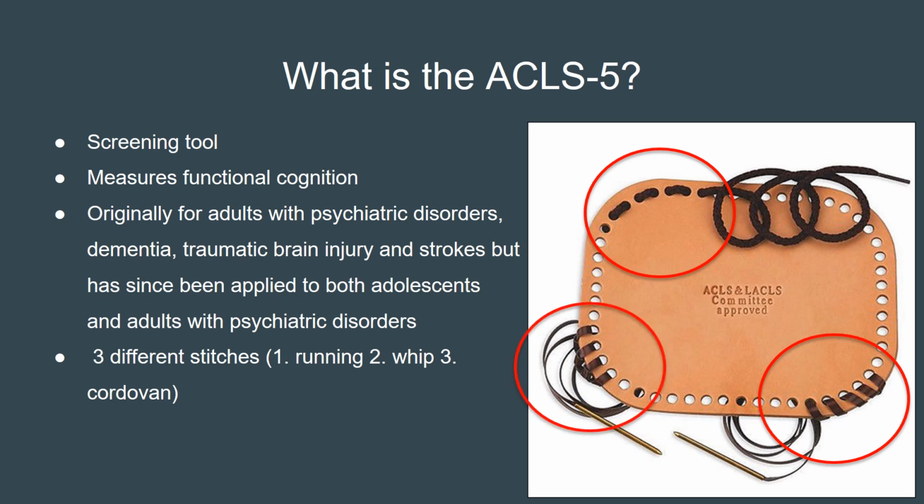The ACLS was originally used for adults with psychiatric disorders, dementia, traumatic brain injury, and strokes, but has since been applied to both adolescents and adults with psychiatric disorders. The ACLS is useful because it looks at how cognitive abilities affect daily life, and it seeks to identify ways to compensate for lost skills.